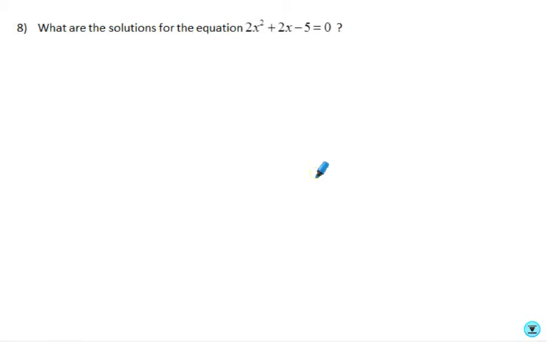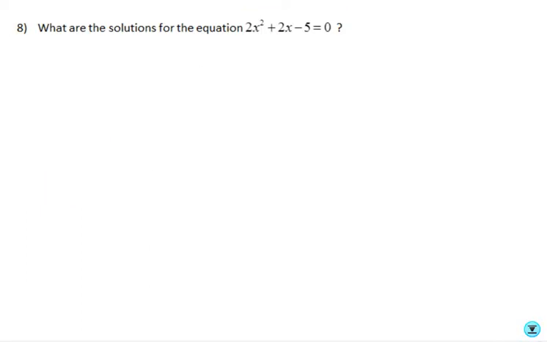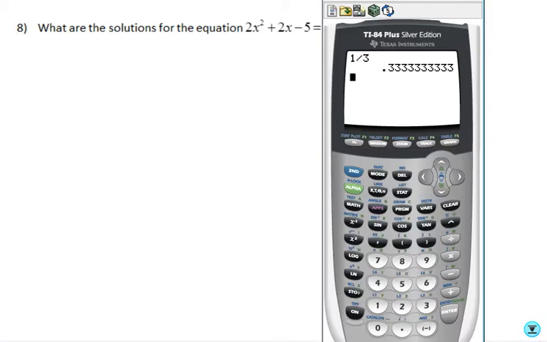All right, so number 8 says, what are the solutions? And then they give us an equation. Well, as we talked about in the last problem, when they ask for the solutions, they're asking what are the x-intercepts. They might interchange the word zeros or roots, but basically it all means the same thing: given this equation, where does that equation cross the x-axis? And as we looked at in the last one, we could do two things.